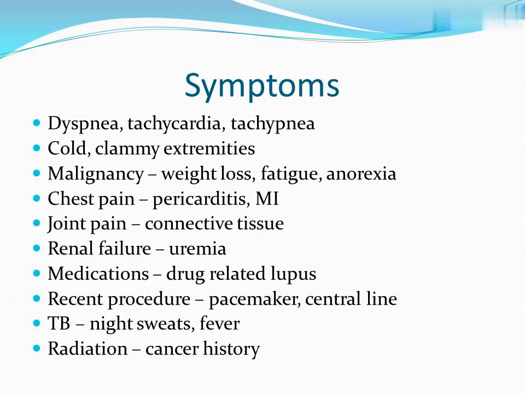Symptoms: dyspnea, tachycardia, tachypnea, cold, clammy extremities. Malignancy: weight loss, fatigue, anorexia. Chest pain, pericarditis. Joint pain, connective tissue disease. Renal failure, uremia. Medications, drug-related lupus. Recent procedure, pacemaker, central line. TB: night sweats, fever. Radiation, cancer history.